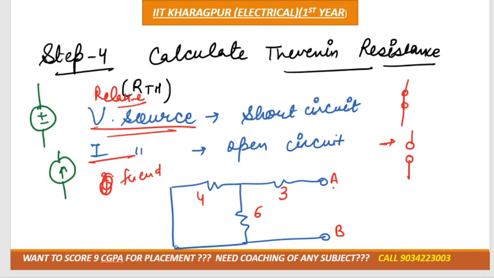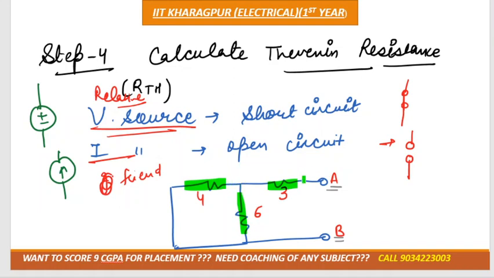Now just imagine you are standing at position A and looking towards B. The 4 ohm, 6 ohm, and 3 ohm are your friends. Whichever friends are connected in the same path, you can go to both houses at the same time. That means they are connected in series. But if any two friends are on different paths, you have to think whether you can go to this house or this house. Then that means they are connected in parallel.